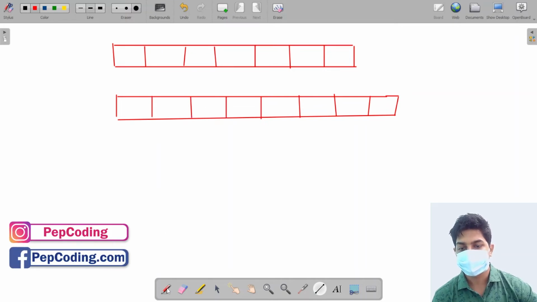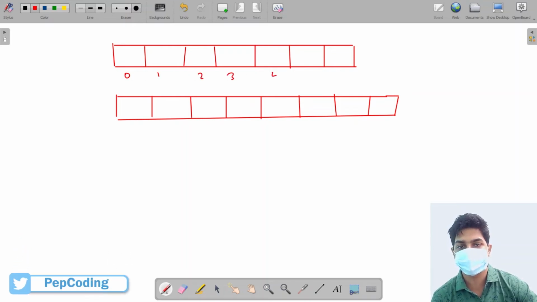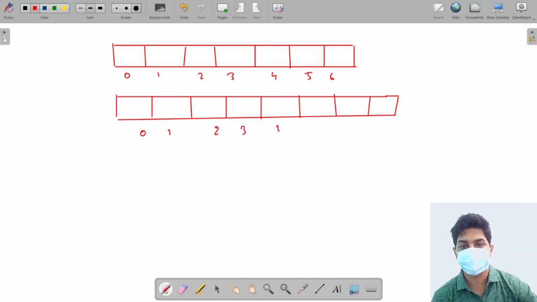Okay, we are done with it. Let me mark index 0, index 1, index 2, index 3, index 4, index 5, index 6, and index 7. The 7th is our destination point. We want to reach the 7th position. Now suppose the number of jumps allowed here are 2, 3, 1, 5, 4, 6, 7.